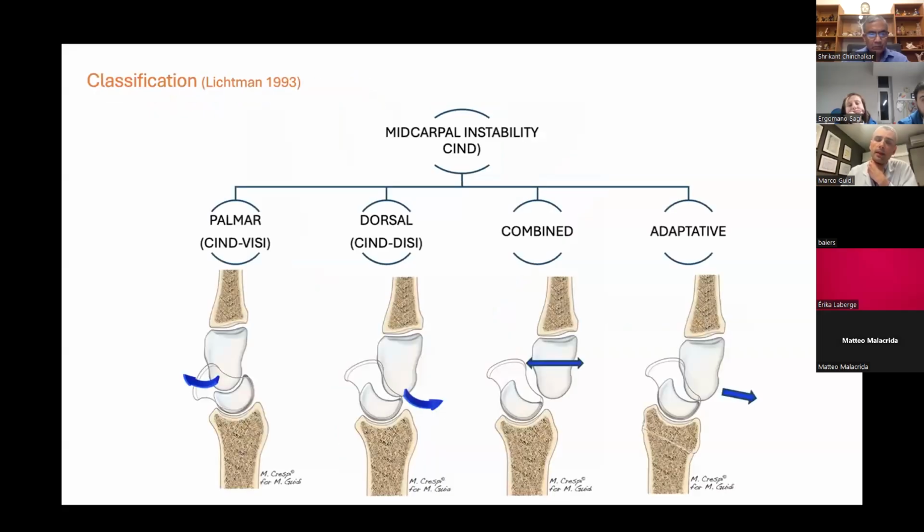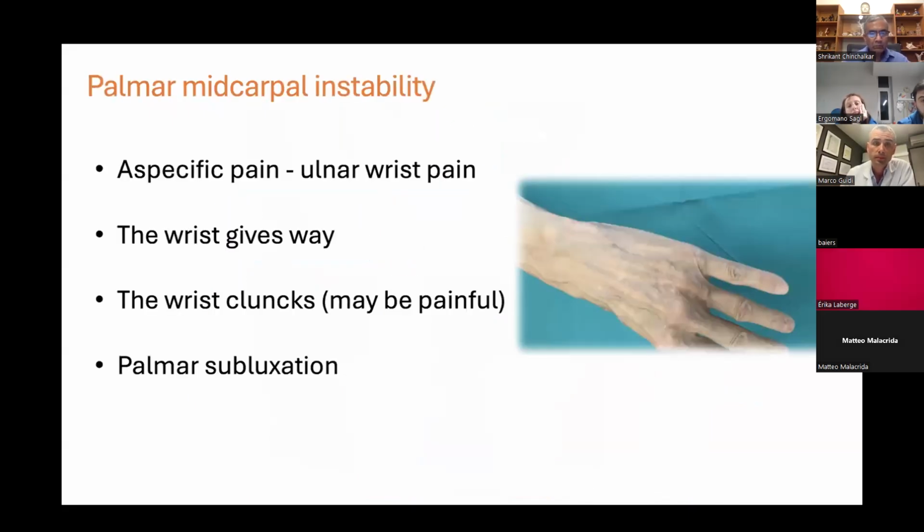And as my previous colleague introduced, we have 4 types, but it's important to say that the palmar midcarpal instability is the most frequent. And this will be my topic as well. Then we have a dorsal one, a combined one, and then in distal wrist fracture, we have an adaptive one. So it's more frequent than we think.